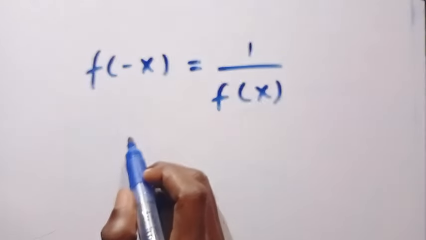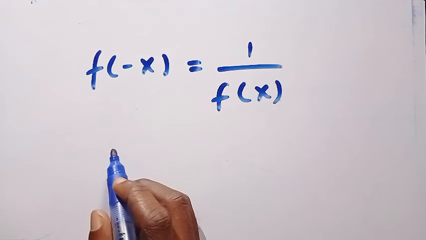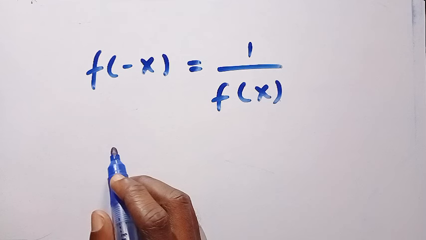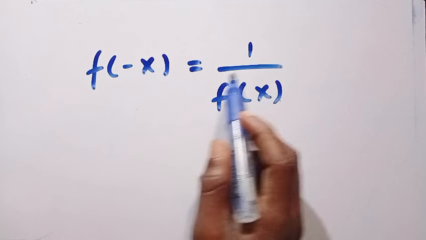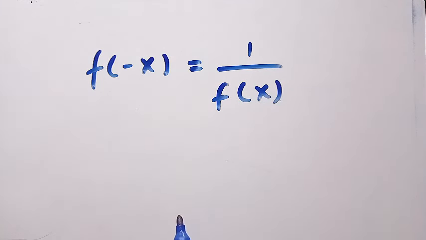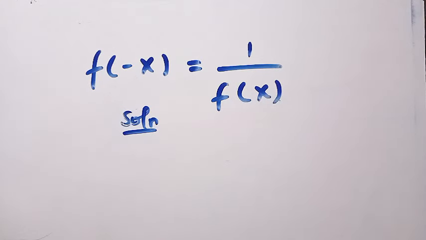I want to find f of x, and we have to note that this is a functional equation that is not fully determined, and there are many functions that satisfy f of minus x equals 1 divided by f of x. I'll be showing you different functions that satisfy this and the functions that do not satisfy this. So let's get into it and consider the solution from here.